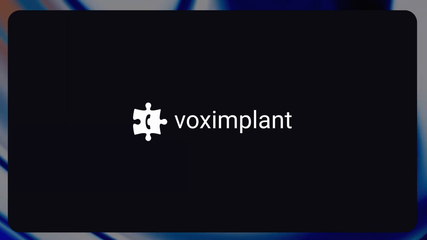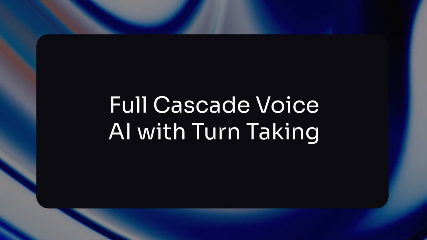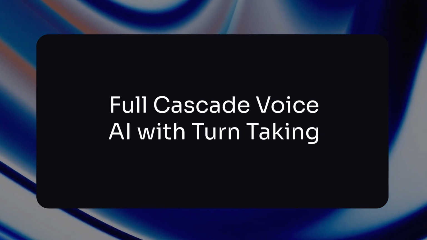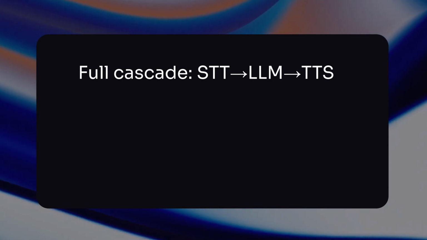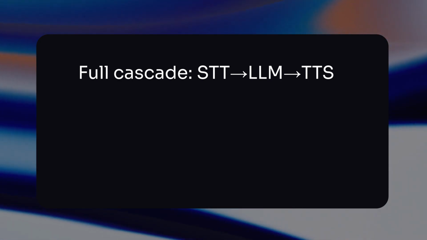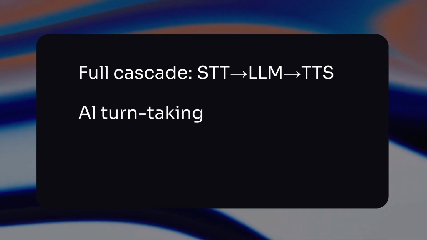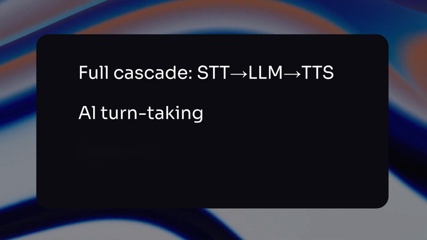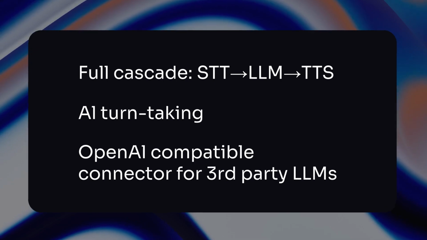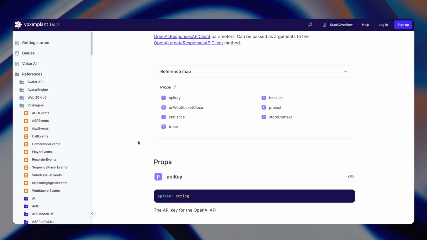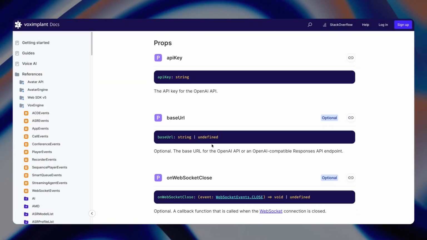Voximplant's voice AI orchestration platform enables a wide variety of real-time voice AI pipelines. In this demo, we will build a fully cascaded voice AI pipeline with natural interactive speech using Voximplant's end-of-turn detection and VAD voice activity detection. We will also use Voximplant's OpenAI's Responses API connector with another LLM vendor to show the OpenAI-compatibility feature of the connector.